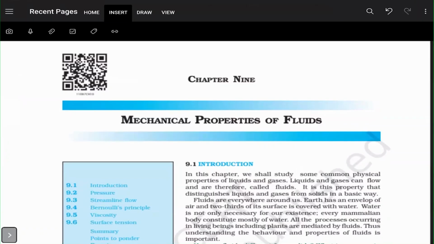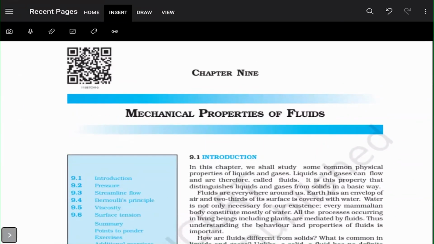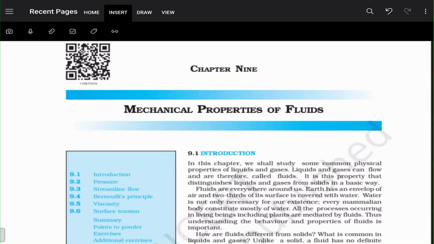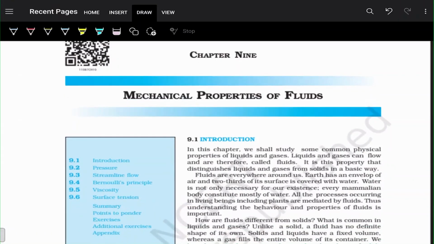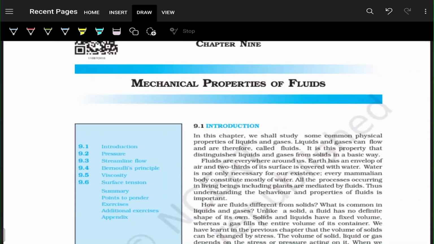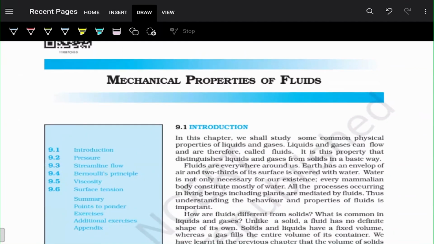So, today we are going to continue discussing chapter number 9, mechanical properties of fluids. We have already discussed the introductory part: pressure, then streamline flow, then Bernoulli's principle, then viscosity.